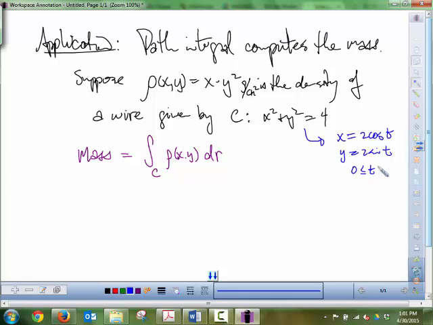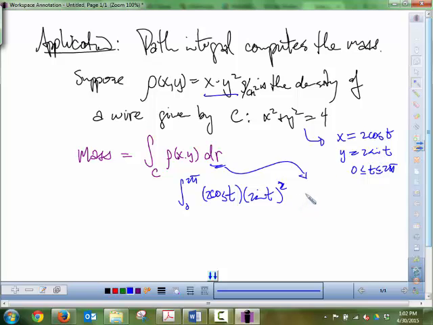Our limits go from 0 to 2 pi if it's the whole circle, and then we're essentially done with this problem. So we have 0 to 2 pi, and then our density function is x times y squared. So x is 2 cosine t, and y is 2 sine t, and y is being squared. And then the dr, do you remember what the dr becomes?